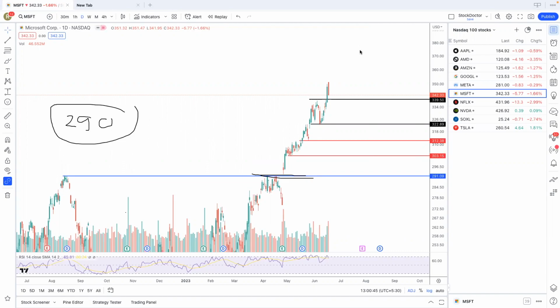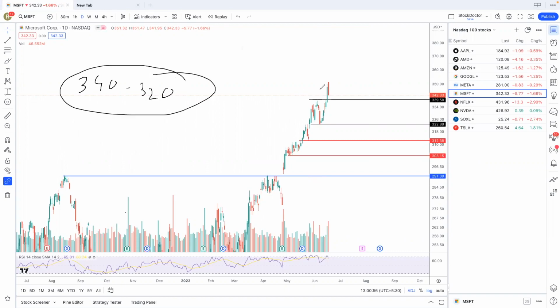Now, for the short-term duration, for Microsoft, 340 to 320 is a range it has created. If it trades below 340, then there is a high probability that it can come to 320, and then stay there for some time, and then it will again decide whether it needs to break this and go up, or it needs to break below 320 and go down to 312, 303, and the last level of 290.